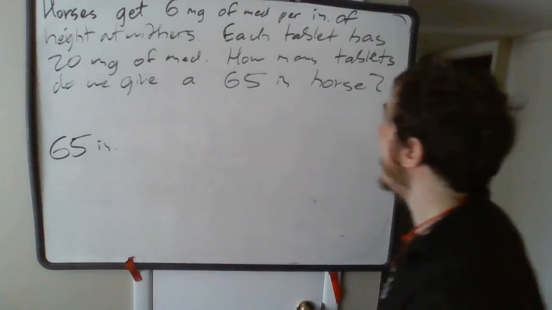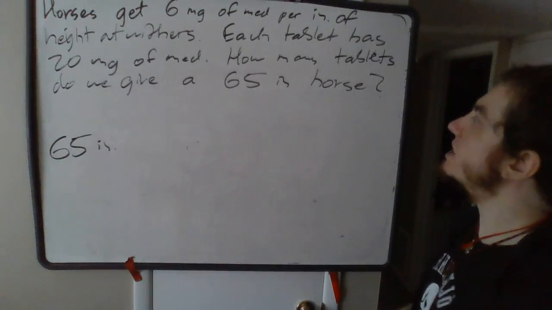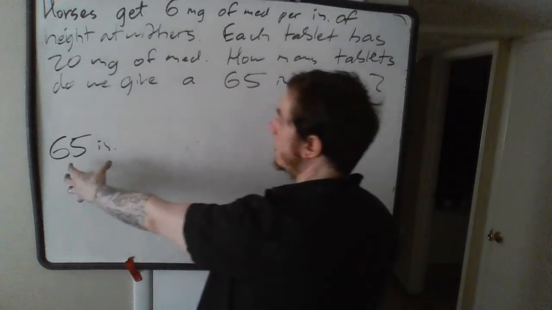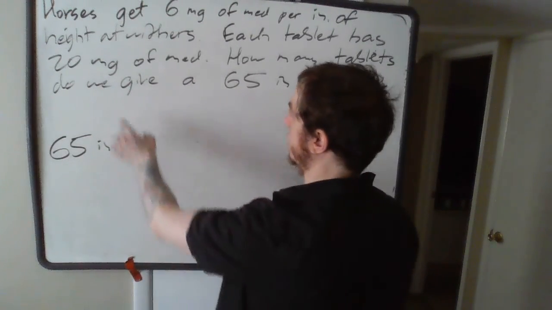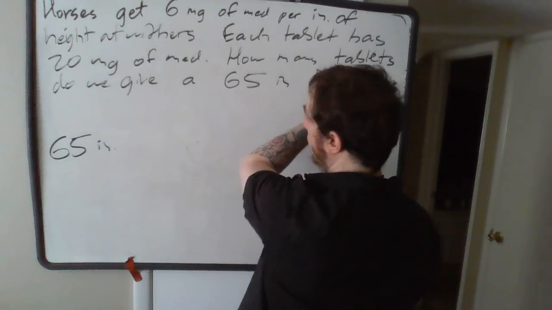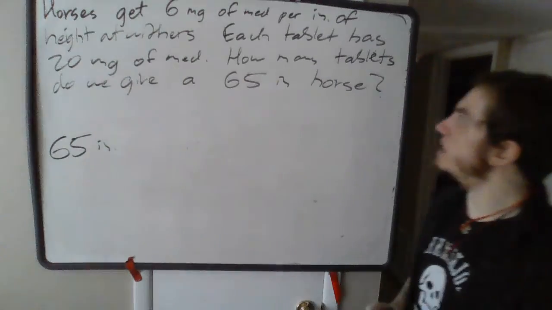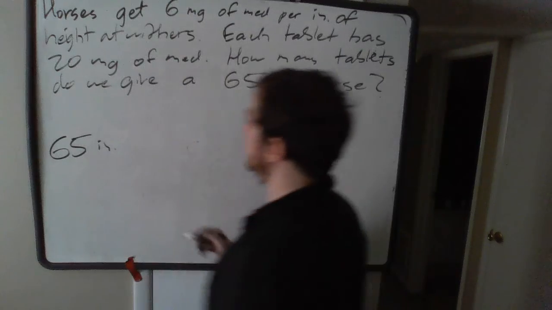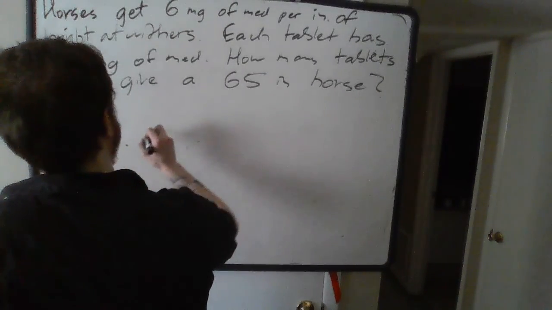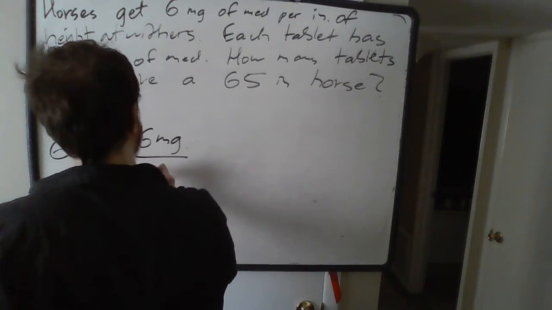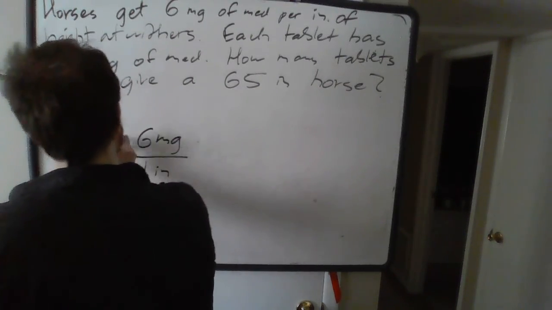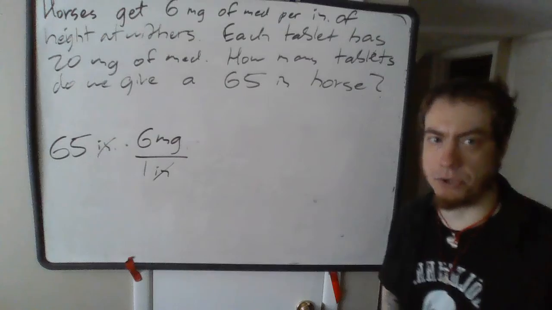And we want to end with units of tablets. Now, the first thing I need to do is to convert, not really convert, but calculate, which acts like a conversion from the height of the horse to the needed milligrams of medicine. So I take the inches and I multiply that by 6 milligrams of the medicine per 1 inch of height. And the inches are going to cancel here.